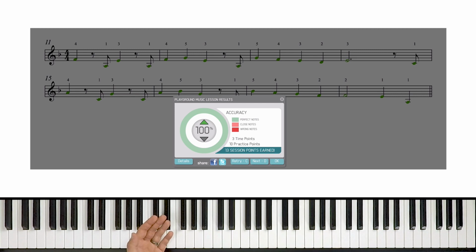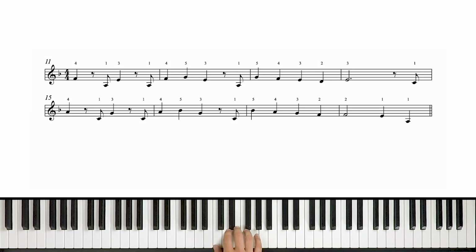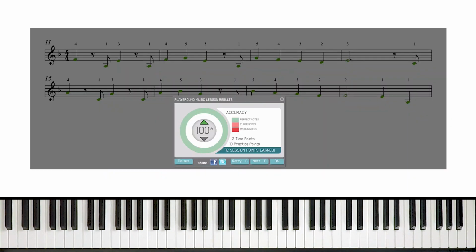Great, all right, 100% score for our slow tempo right hand run through. Now when you're ready, let's speed things up and go to full tempo here for the right hand. 1, 2, set, go. That's what I'm talking about. 100% for the right hand at full speed.